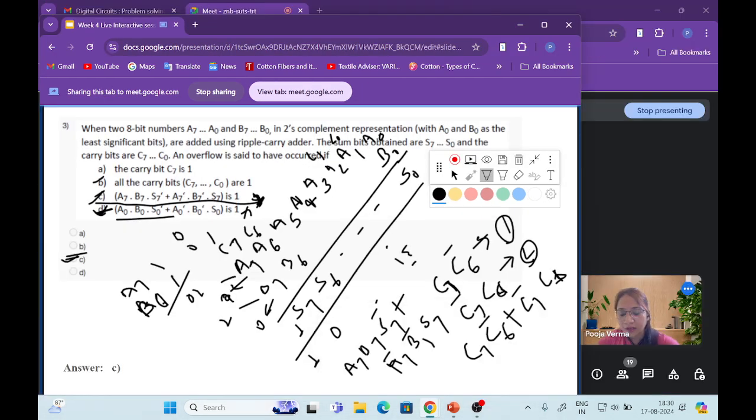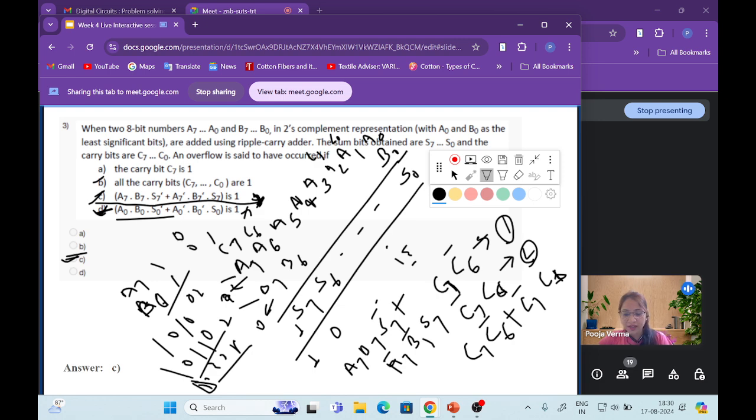For example, if any circuit has only 4-bit storing capacity, right? And for example, 0 1 1 0 plus 1 1 0 1, carry 1, 1 0. So there is one extra bit, so that is called overflow. Okay.